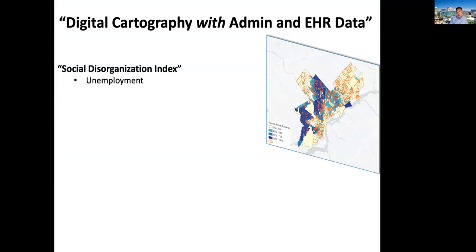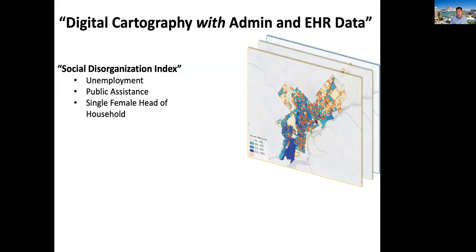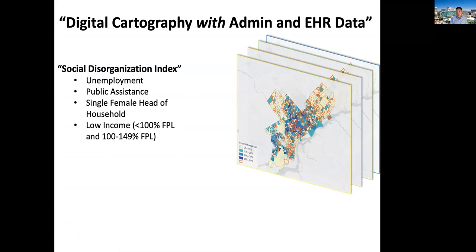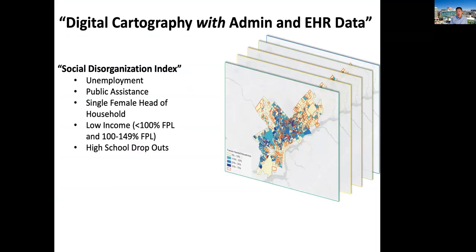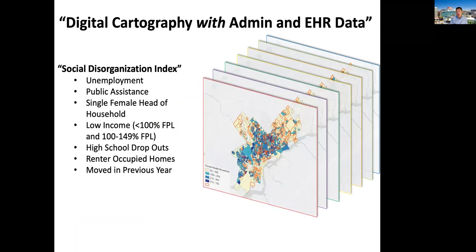And now if we took these proxy variables of socioeconomic status, like whether you own a car or not, we could start building a map. What does unemployment look like in your neighborhood? Public assistance, single female head of household, low income, high school dropouts, rental occupied homes, and moved in the previous year. And you can imagine we started to build a map using census data and our individual electronic health record data to understand and find deeper insights into our patients' social and economic status.